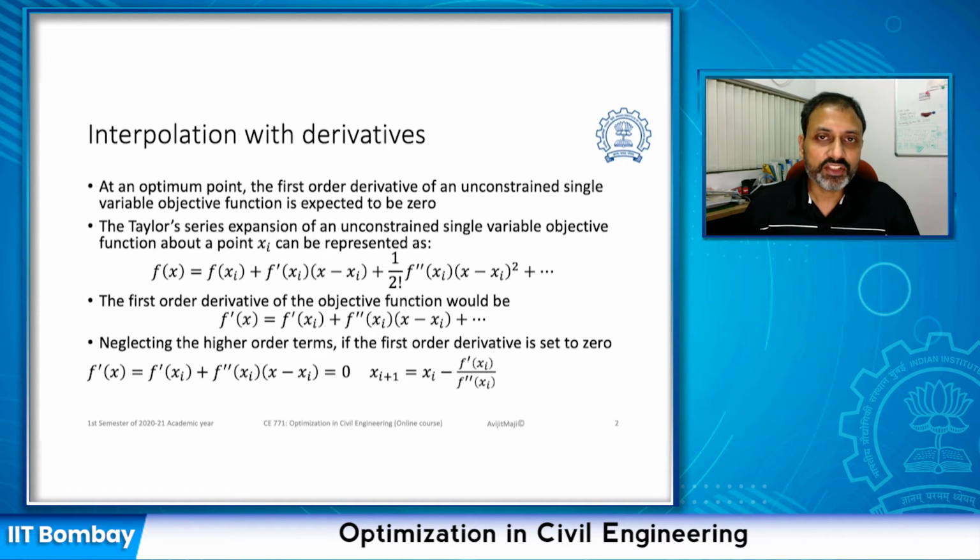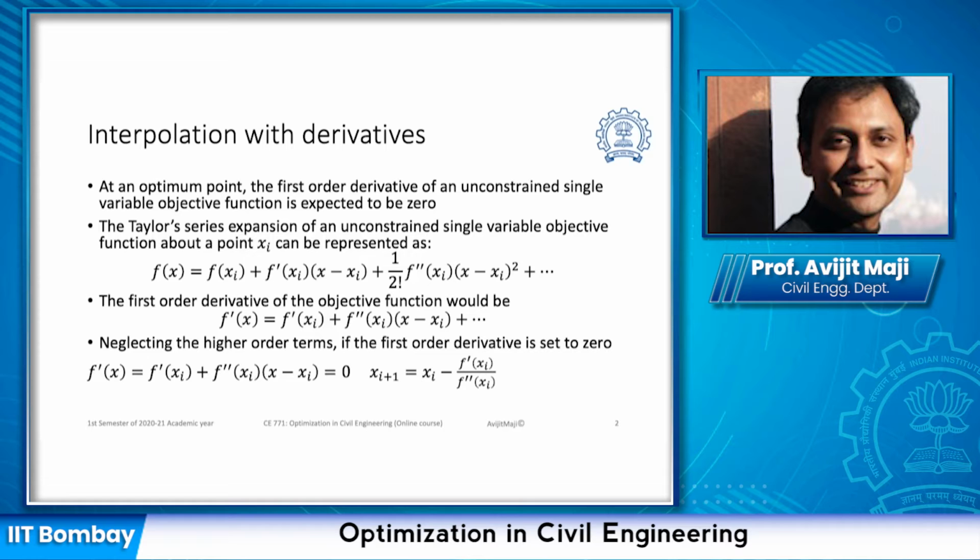Today we are going to discuss three such methods where we need the derivative and use those derivatives to interpolate a point which eventually helps us to optimize the given objective function or reach closer to the optimum value, meeting the precision which we have set.